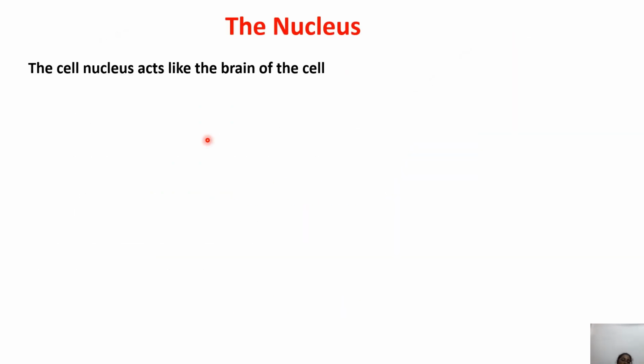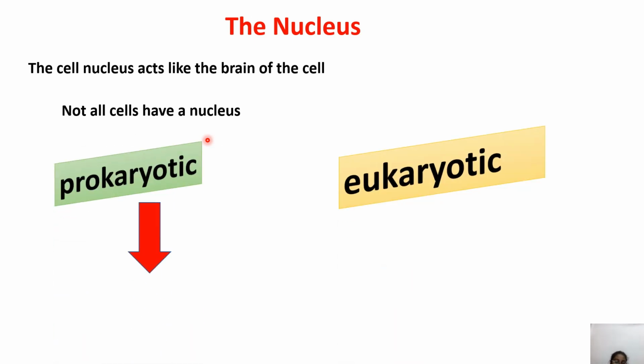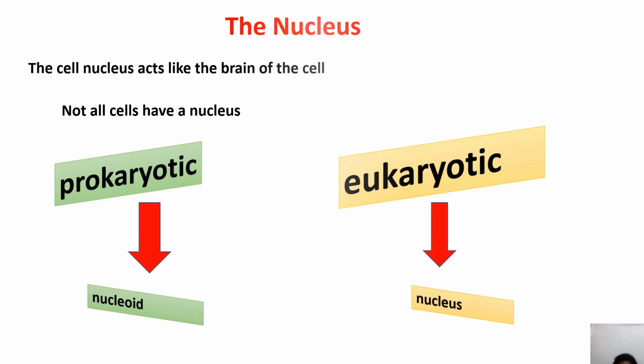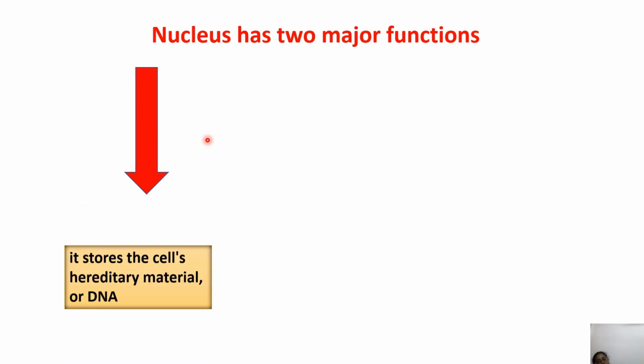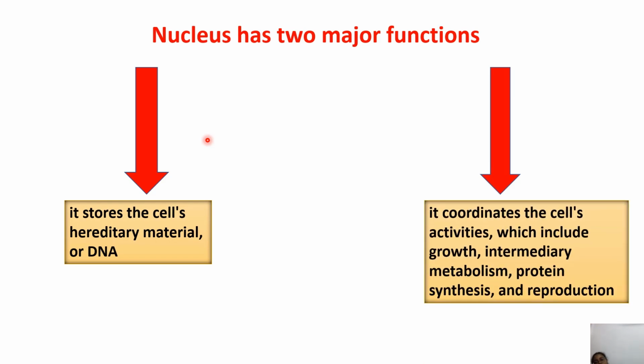The nucleus basically acts like the brain of the cell. Not all cells have a nucleus. This is prokaryotic versus eukaryotic. Prokaryotic is nuclear-free, eukaryotic has a nucleus. It has two major functions. Basically, it stores the cell's hereditary material or DNA, and it coordinates the cell's activities, which include growth, intermediary metabolism, protein synthesis, reproduction, etc.